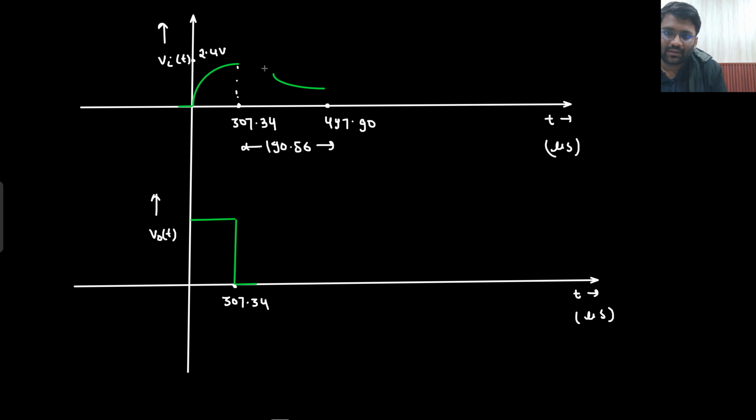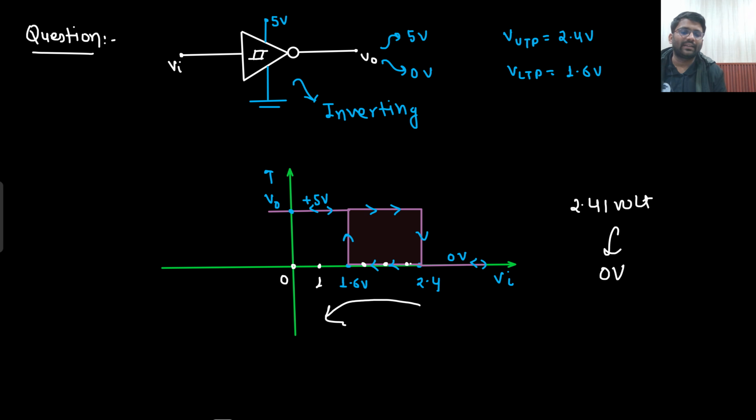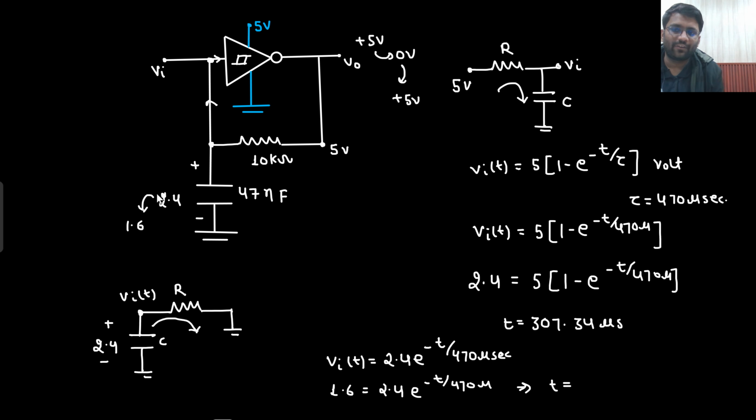So it has become 1.6 volt now, and the output is still at 0 volt only, but after that the output will become plus 5 volt. This is your 497.90. Now what will happen? Output has again become 5 volt, and this capacitor is initially having 1.6 volt.